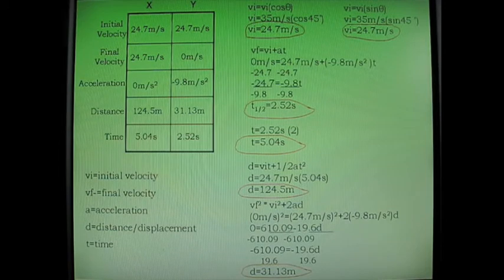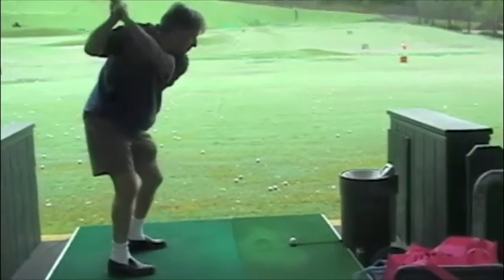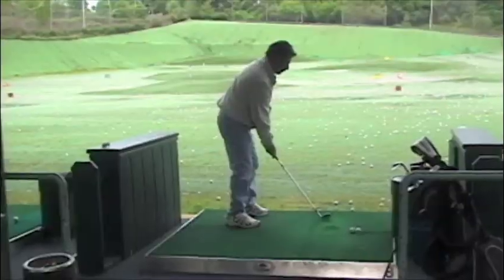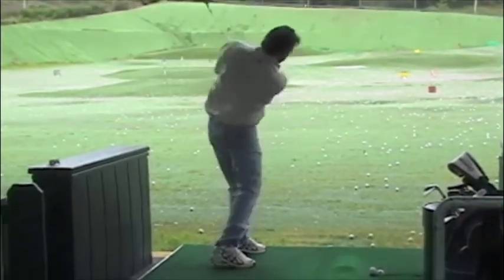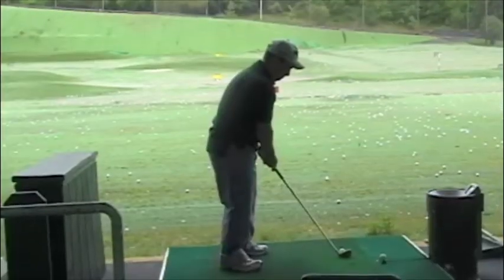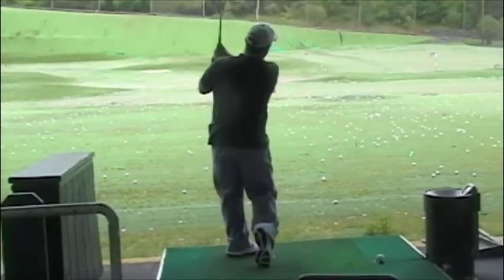By setting up our Vivada chart, we figured out the initial velocity, final velocity, acceleration, distance, and time in the x and y components of our golf ball projectile. The ideal angle for the projectile is 45 degrees because at this angle, the golf ball has the largest range and can travel the farthest distance.